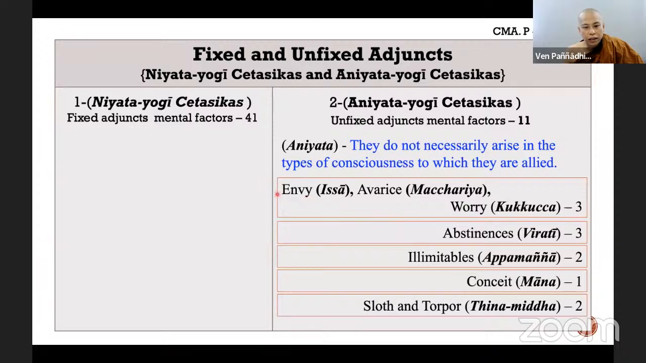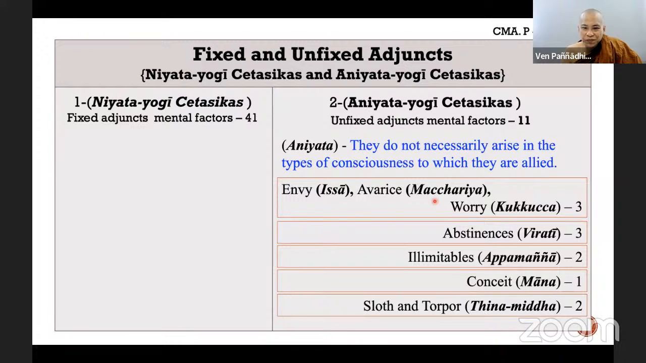And at the time Isa arises, can Macharya arise? No, right? Macharya cannot arise at the time Isa arises, because these three are mutually exclusive. When one arises, the other two are absent, because we already explained why.